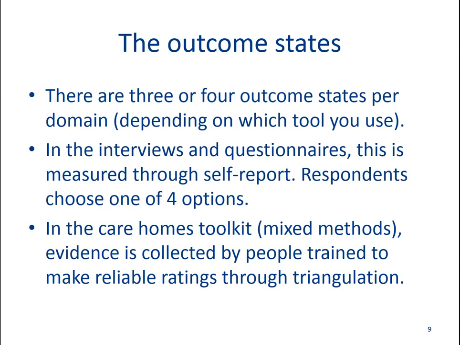So now thinking about across those 8 domains, how do we measure the outcomes within them? So let's look at the outcome states. There are 3 or 4 outcome states per domain, depending on which tool you're using within the ASCOT toolkits. In the interviews and questionnaires, this is measured through self-report. So respondents will choose one of 4 options. In the care homes toolkit, which is mixed methods, evidence is actually collected by somebody who has been trained to make reliable ratings. And they collate that evidence through a process of triangulation.